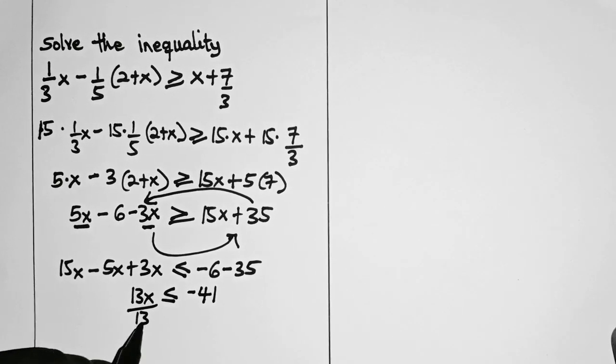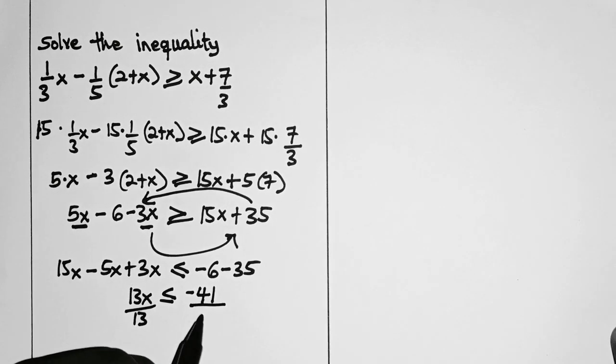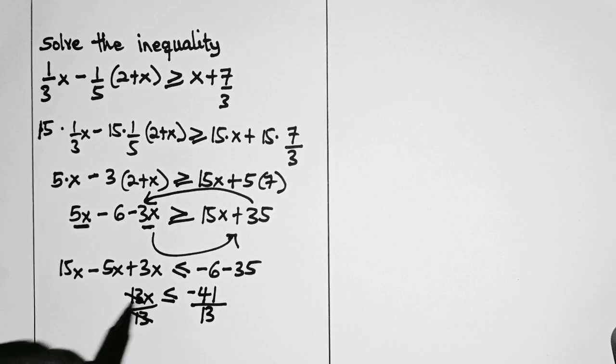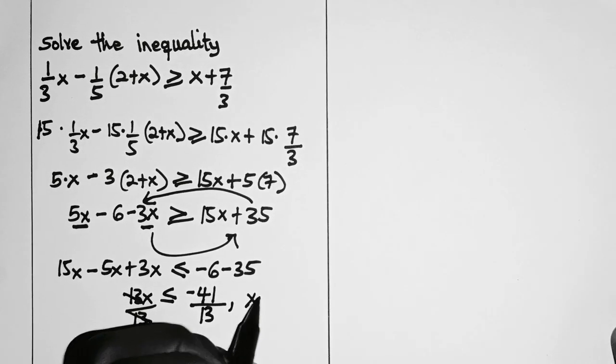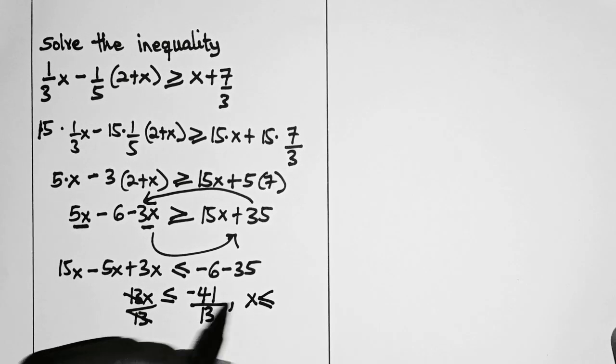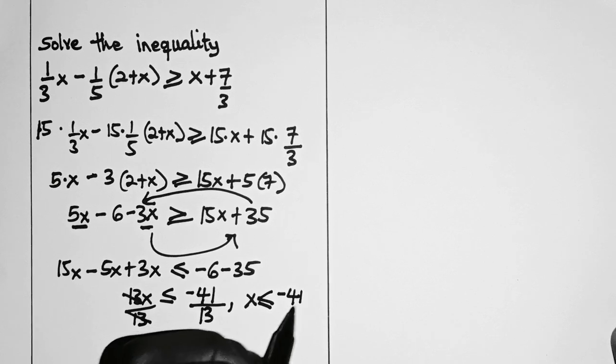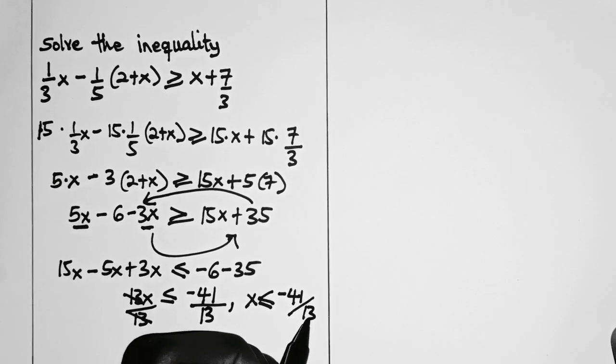So if we divide through by 13, we divide here by 13. So this and this will cancel. We find out that x is less than or equal to minus 41 divided by 13.